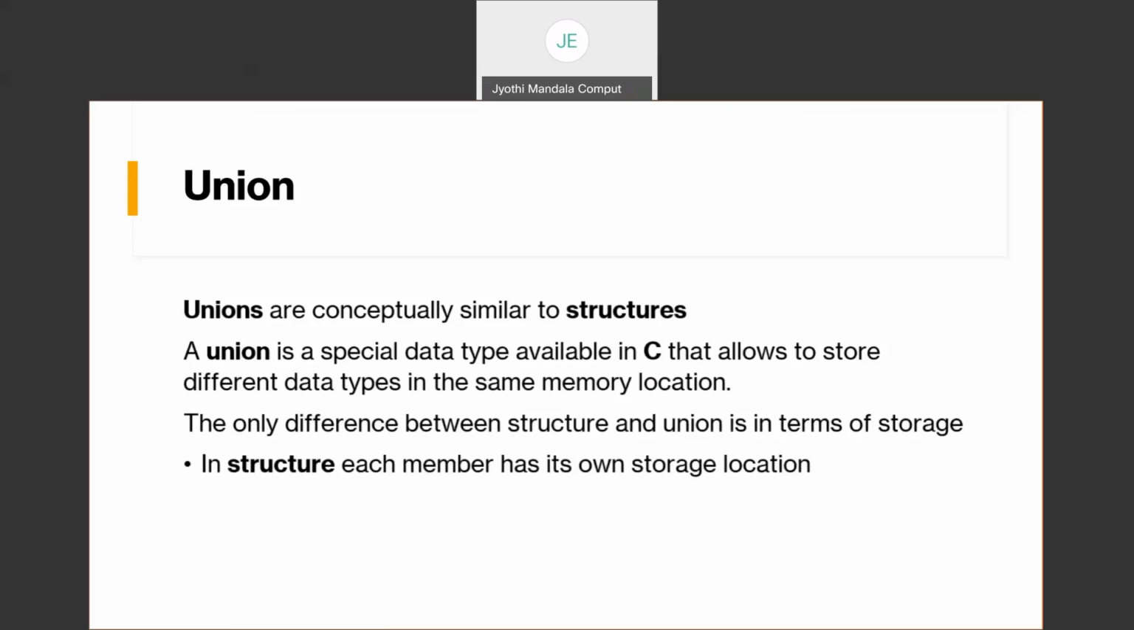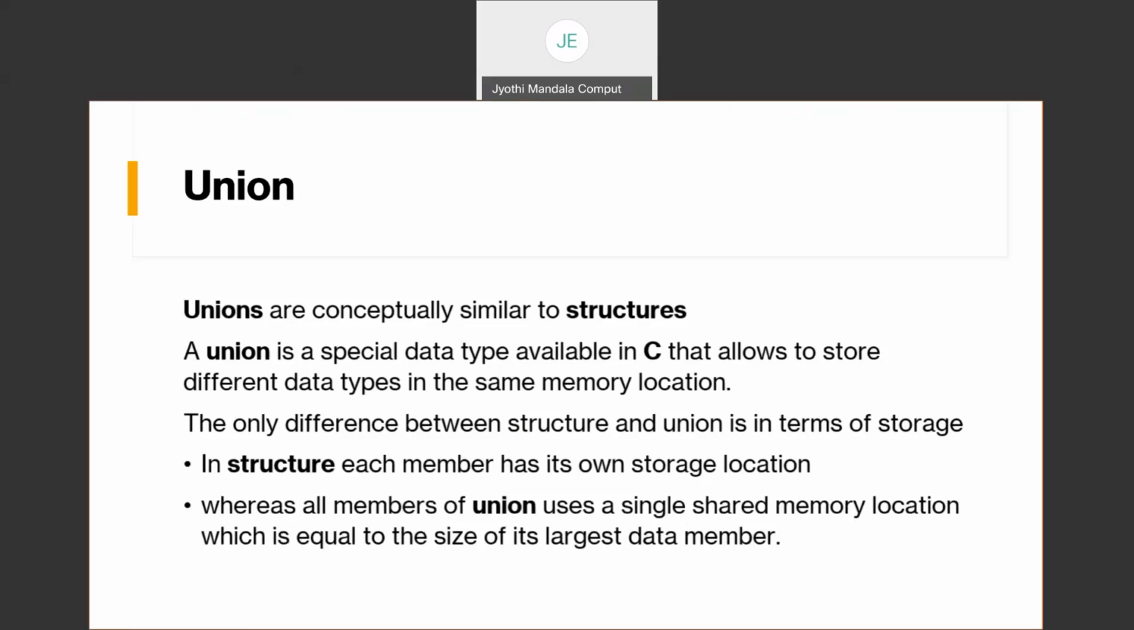What is that? In a structure, each member will have its own storage location. That means if you have int, char, float, then for int 2 bytes will be allocated, for char 1 byte will be allocated, and for float 4 bytes will be allocated. But if you follow the same thing using union, then only a single memory location will be allocated. And that single memory location size will be equal to the largest of all the members given, and that memory location will be shared by all the others. Got it, all of you?